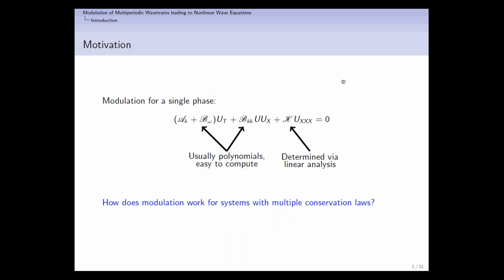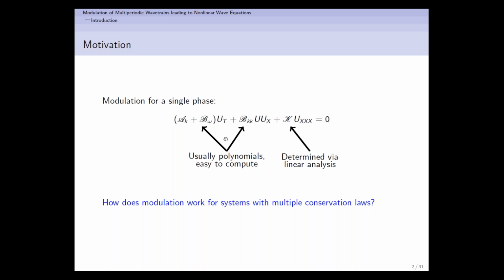Using the modulation theory for single phase, we'd end up with a KdV whose coefficients were directly related to the derivatives of the conservation laws. The conservation law components are A and B. These two have a generic form with derivatives with respect to their wave parameters, wave number k and frequency omega. And these are usually polynomials, really nice and easy to work out, depending on the symmetry you're considering.